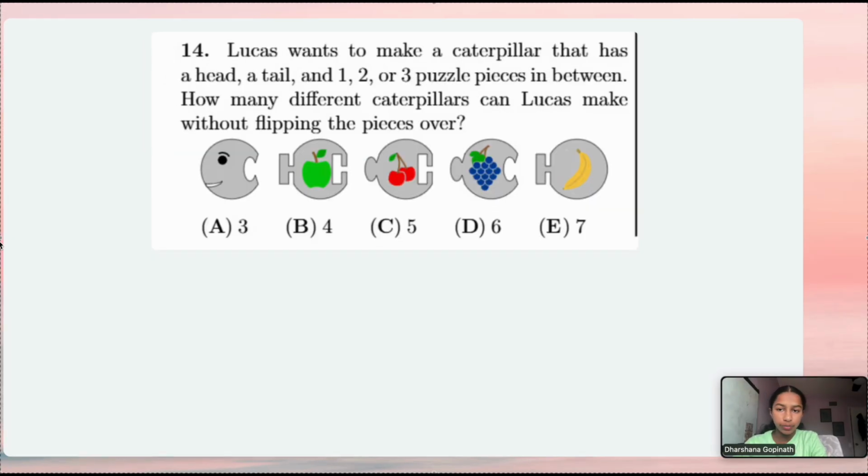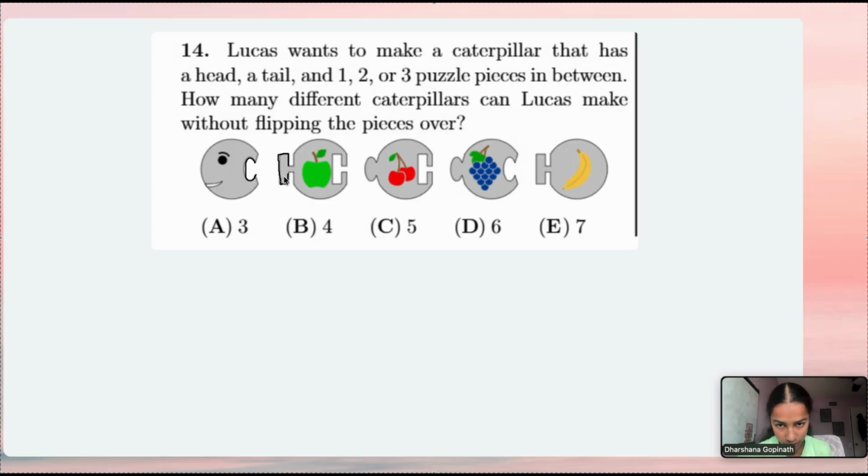Lucas wants to make a caterpillar that has a head, a tail, and 1, 2, or 3 puzzle pieces in between. How many different caterpillars can Lucas make without flipping the pieces over? So let's take a look at our pieces. We can see that the apple can't be connected to the head because they have different connectors. The head has an oval connector and the apple has a rectangle connector, and those can't fit.